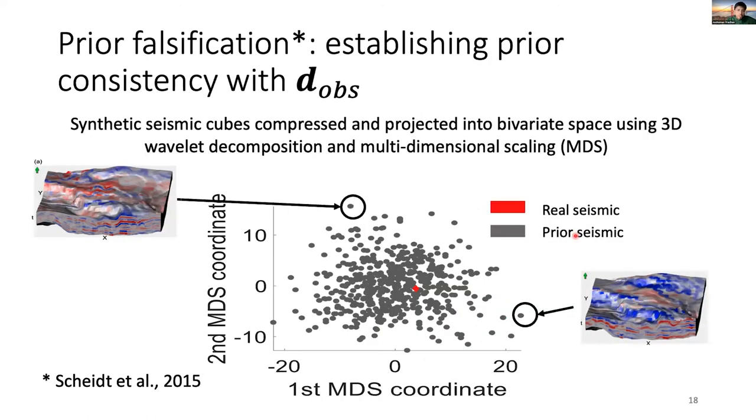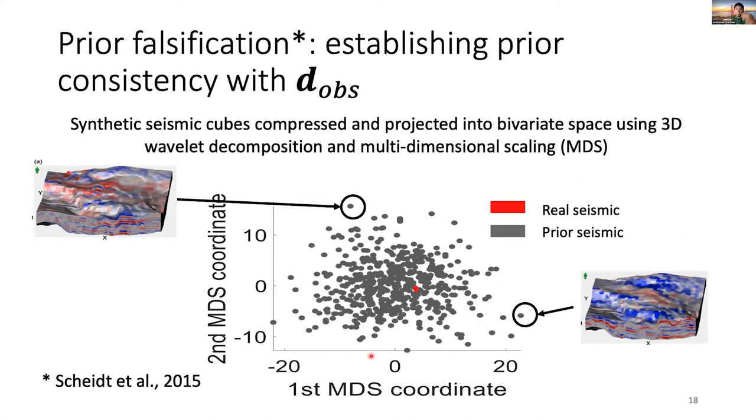And that is where prior falsification comes in. The general idea is to do a dimension reduction, and compress and project your synthetic seismic data into a lower dimensional space. For example, we use multidimensional scaling with wavelet decomposition, and all of the synthetic realizations of the seismic data were projected into this two-dimensional space. Now we also have real data, which is noisy. We try to project that into the same space. Now, if you just look at all of these data samples, you cannot tell the difference between the synthetic and the real data. In statistical terms, they come from the same statistical population. And this is how we establish the consistency.